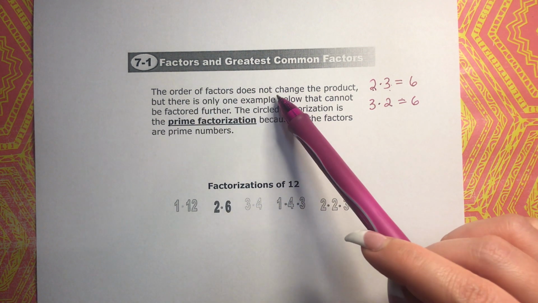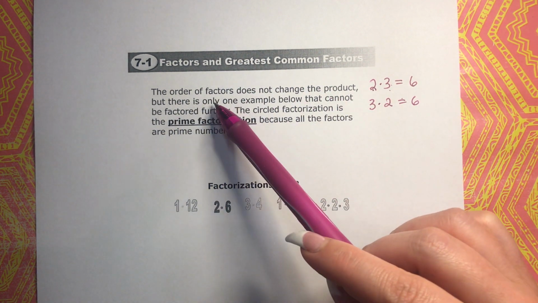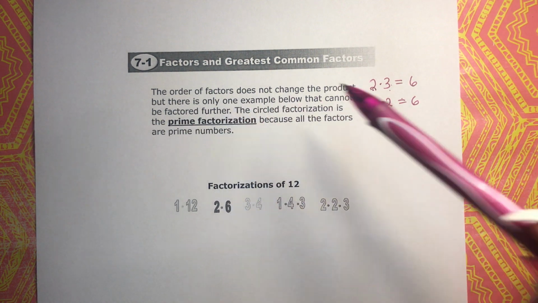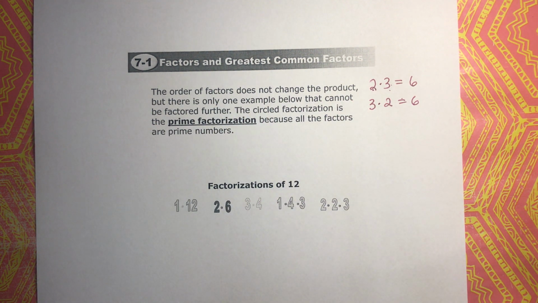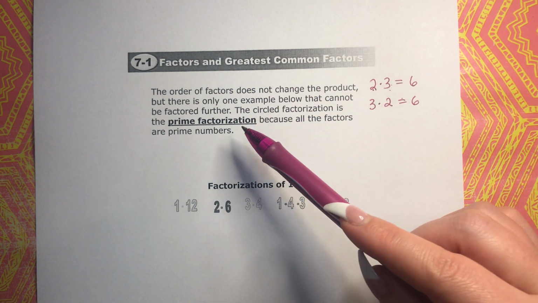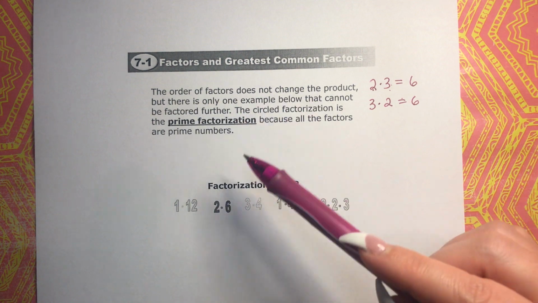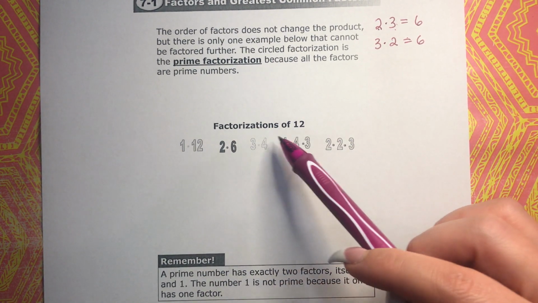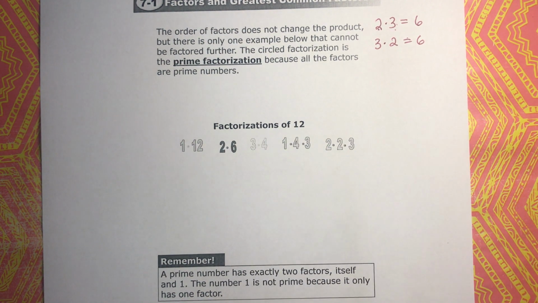So the order of the factors does not change the product, but there is only one example below that cannot be factored further. Let's see that. There's only one example below. So out of all these factorizations of 12, there's only one example below that can't be factored any further. I wonder what they mean by that. Let's look at this, okay?